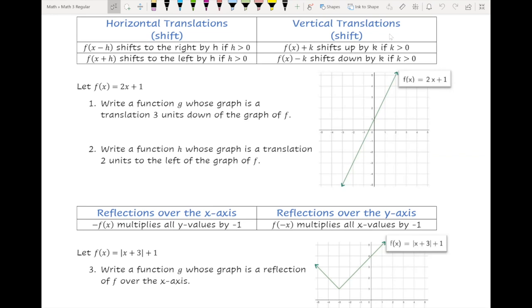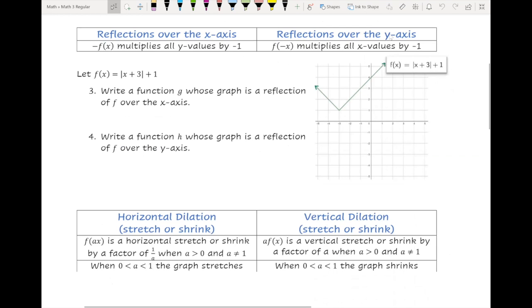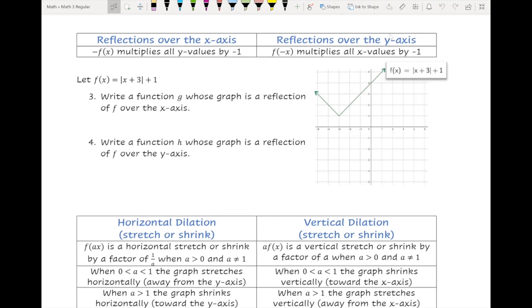Transformations today. There are three different types that we're going to look at. There are translations, which are a type of transformation. There are reflections, again, another type of transformation. And then we've got down here some dilations, again, another type of transformation.